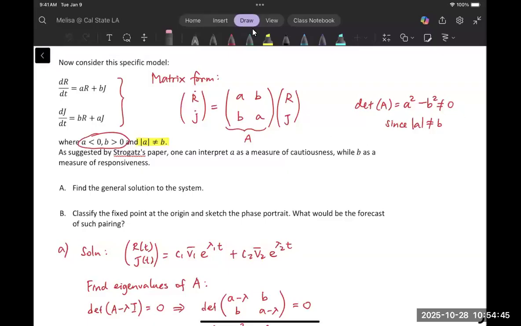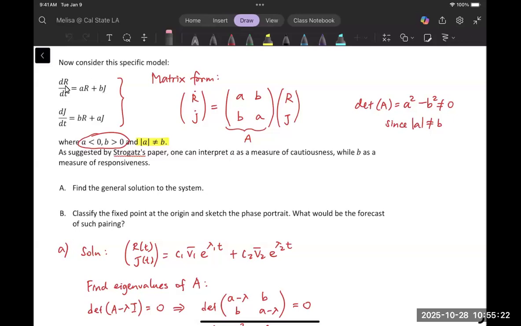Okay. So this is the model that we were looking at last time. dRdt is the change in Romeo's feeling over time, and dJdt is the change in Juliet's feeling towards Romeo over time. So we get two parameters here. The A measures the consciousness of the self feeling towards the other person. So we have A times R, and then B times J. So B here is the measure of responsiveness of the other person's feelings towards this person.